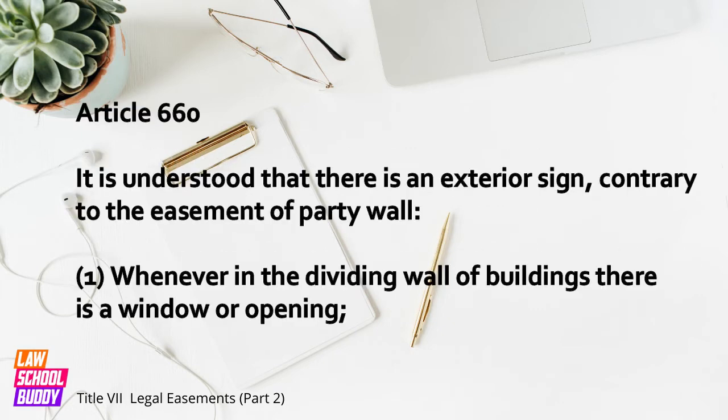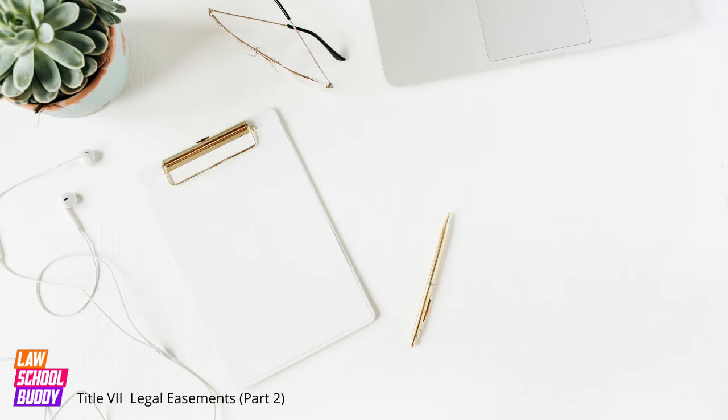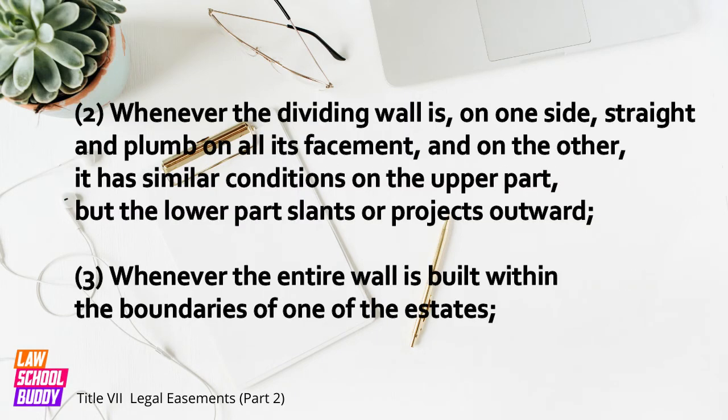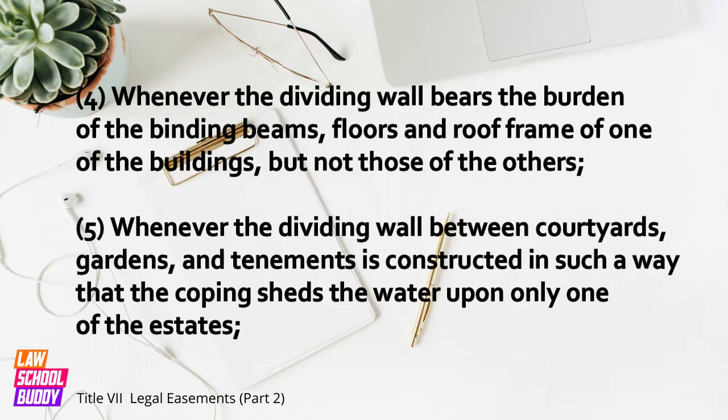Article 660. It is understood that there is an exterior sign, contrary to the easement of party wall: 1. Whenever in the dividing wall of buildings, there is a window or opening. 2. Whenever the dividing wall is, on one side, straight and plumb on all its facement, and on the other, it has similar conditions on the upper part, but the lower part slants or projects outward. 3. Whenever the entire wall is built within the boundaries of one of the estates. 4. Whenever the dividing wall bears the burden of the binding beams, floors, and roof frame of one of the buildings, but not those of the others.